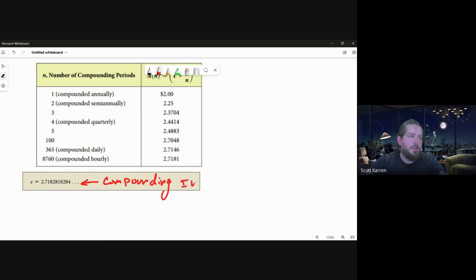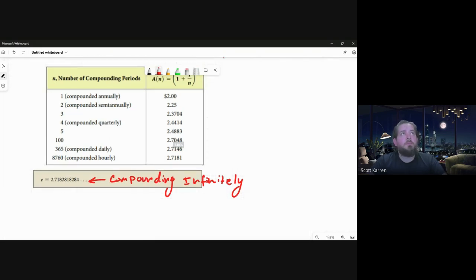Compounding infinitely many times. Right. Then you're not going to get better than that number. But if you compound infinitely, that is the number that you end up getting, and it ends up to be the number. It's everywhere in nature. It's in biological models. It's in financial models. It's everywhere.